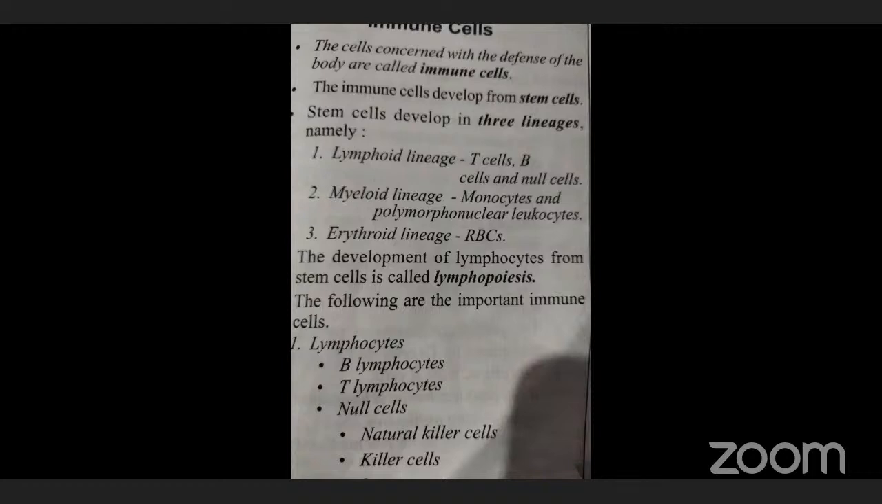The B cells produce the humoral immune response by the production of antibodies. TC cells bring about cell-mediated immunity. Those are the important points and the important roles of immune cells.